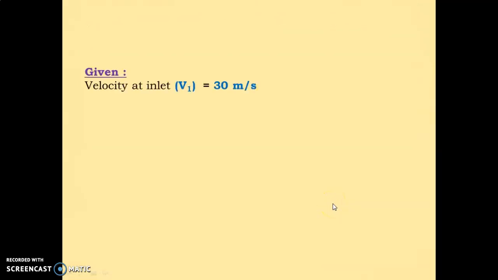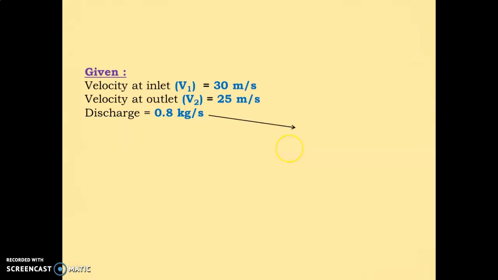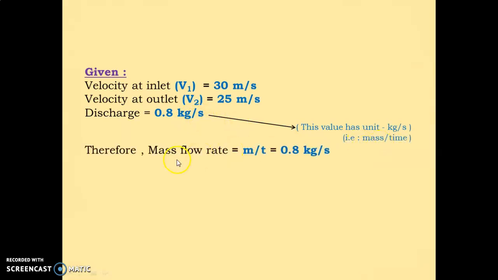Okay, now given velocity at inlet is 30 meter per second, velocity at outlet is 25 meter per second, discharge 0.8 kg per second. Okay, now this discharge has the value of kg per second. What is kg? It is mass, and second it is time, that is mass upon time. So therefore this value is nothing but the mass flow rate. It is 0.8 kg per second.